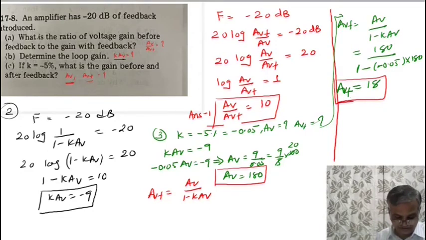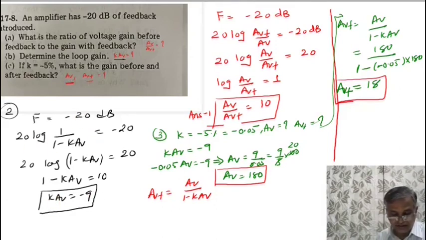Just let us see the numerical. Amplifier is how much? Minus 20 dB, so I have written minus 20. What is the ratio of this? You know this equation. From this you multiply by the minus sign, so you get the log AV upon AVF and you get the answer. Second, what is KV? Same, the data they have given is minus 20 dB. From this data I have written this. So KV is minus 9.